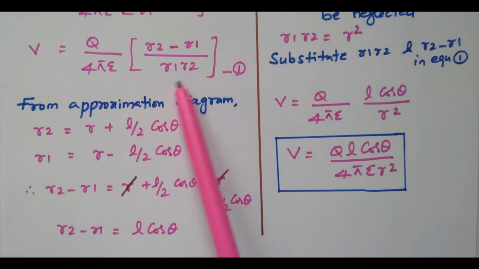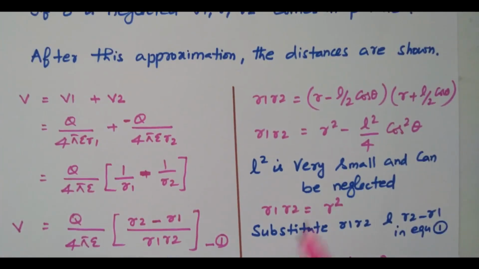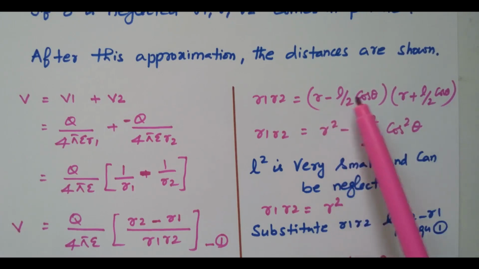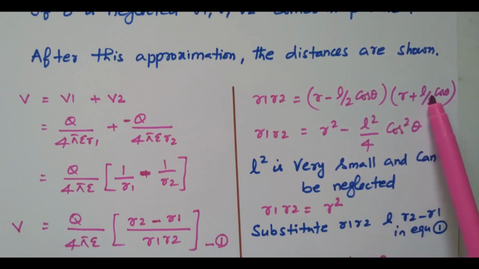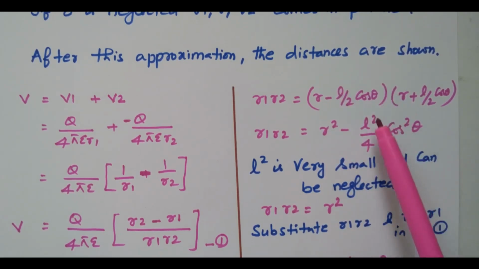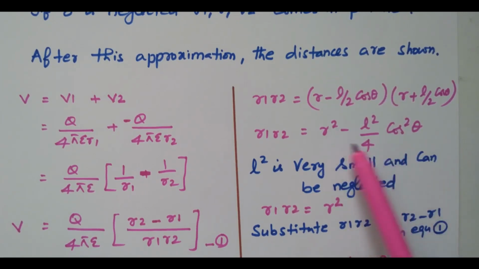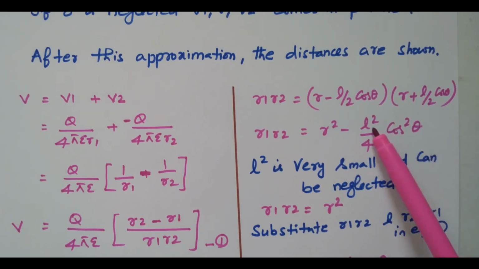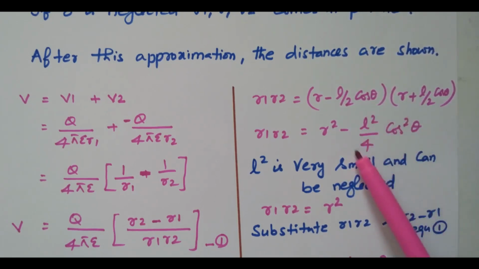Now we'll find the value of R1 and R2. R1 into R2 equal to, what is R1? R minus L by 2 cos theta. R2 is R plus L by 2 cos theta. So this is nothing but A minus B into A plus B. What is A minus B into A plus B? A square minus B square. So the A is R, so R square minus B square, B is L by 2 cos theta, so L square by 4 cos square theta. We already assumed that the length is very, very small. So L square by 4 is very, very small, so we can neglect this term. So R1 into R2 equal to R square. Only R square will be available.